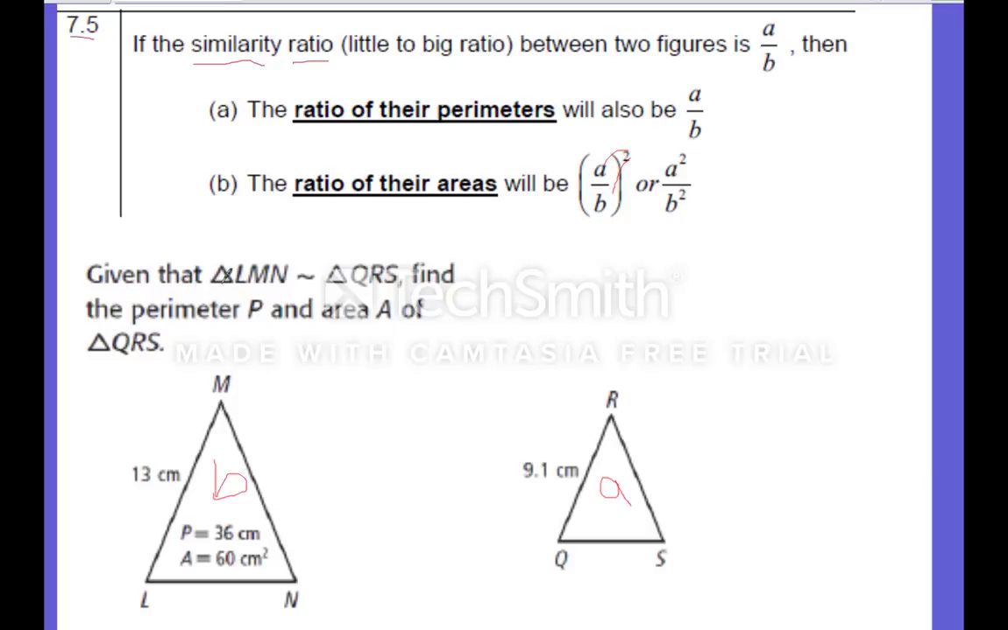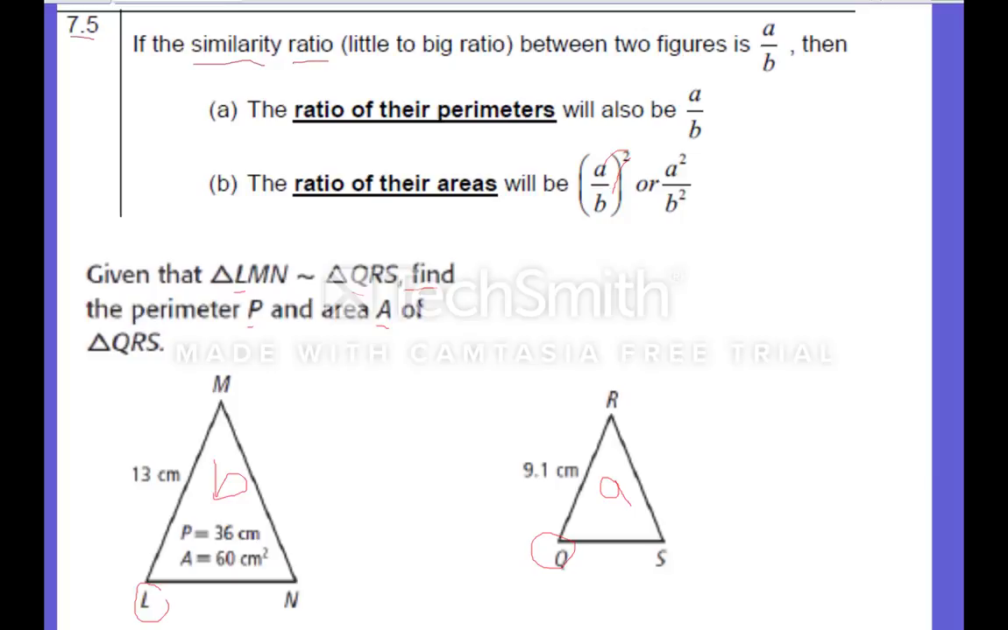So given that triangle LMN is similar to triangle QRS, they'd like us to find the perimeter P and the area of QRS. We have to look at what we've been given so we can make a plan. Right now we've been given the lengths of similar sides. So L is similar to Q. That's important to know. You want to know direction with triangles.